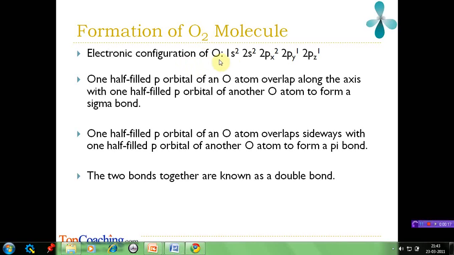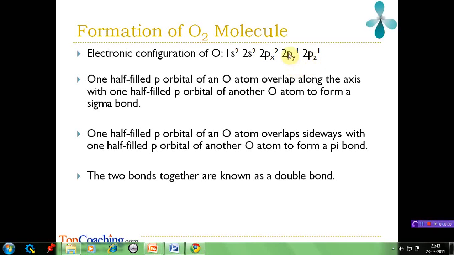The electronic configuration of oxygen atom, as can be seen here, has two unpaired electrons. Its configuration is 1s2, 2s2, 2p4. Now, out of these three p orbitals, that is px, py, pz, any one of them will have two electrons and the rest will have one electron each. These two electrons may be present in px or py or pz, any of the three. But for the sake of convenience, we assume that two electrons are present in 2px and 2py and 2pz have one electron each.